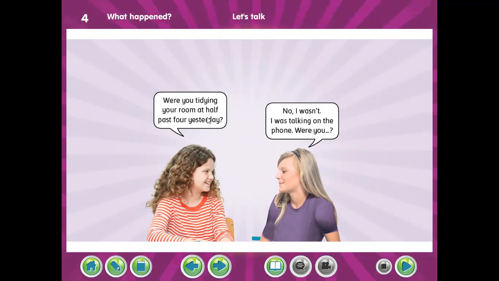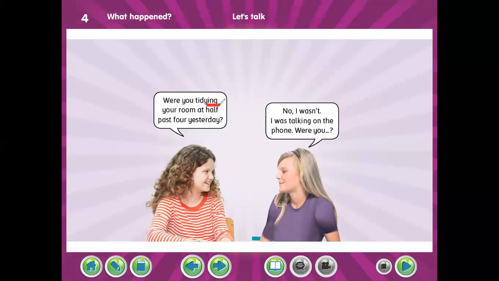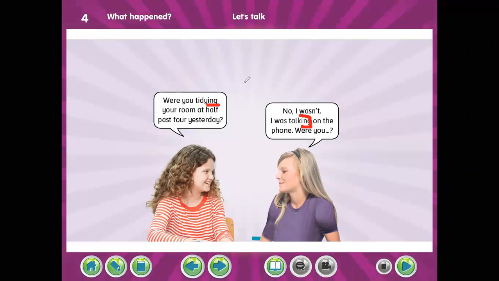Okay. Were you texting a friend at a quarter past 12? No, I wasn't. I was tidying my room at 8:15. Dasha, please, one question for Megan. Were you surfing the net at 6:30? No, I wasn't. I was tidying my room.